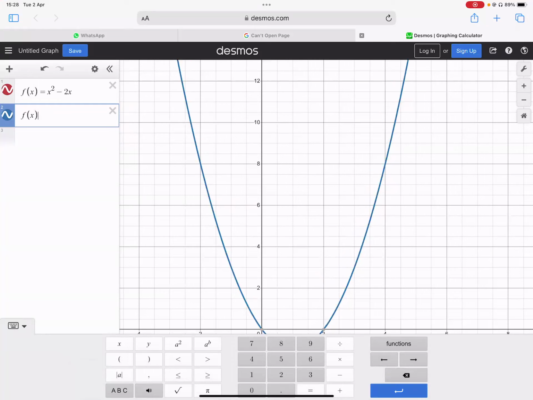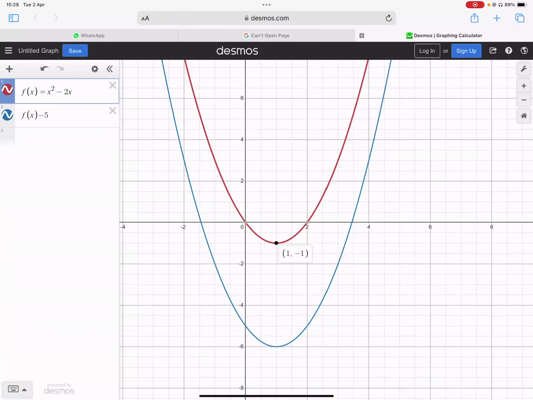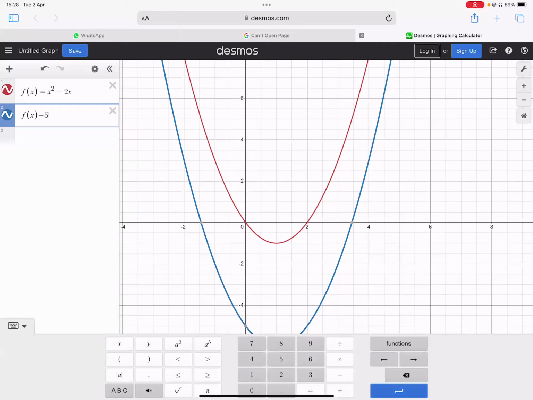If we had negative 5 here, for instance, what happens in that case? The graph moves 5 units down. So when you add or subtract something outside the function, the graph moves vertically up or down. Okay? It's a translation. When you add or subtract something outside the function, it's a vertical translation by that many units.